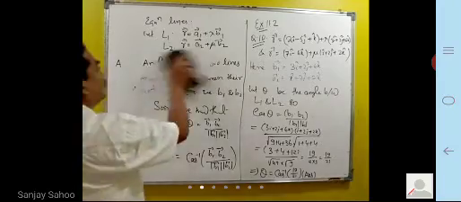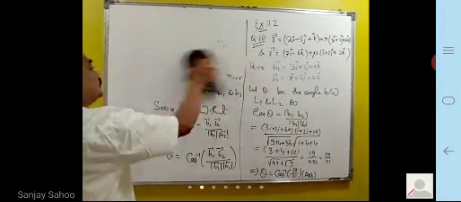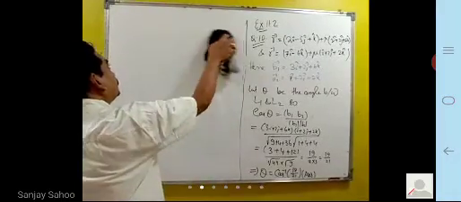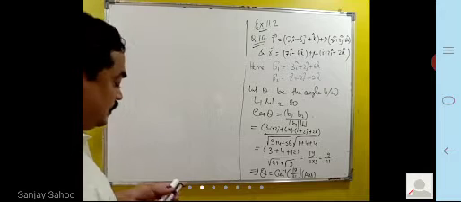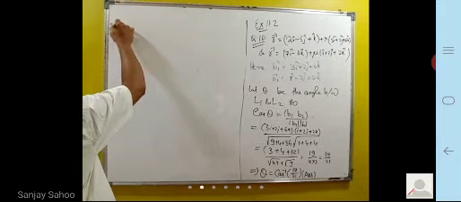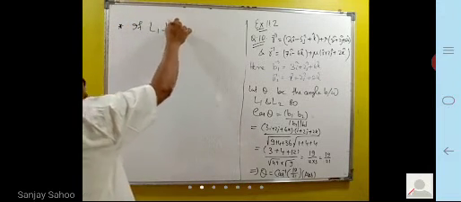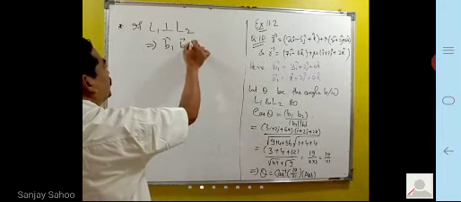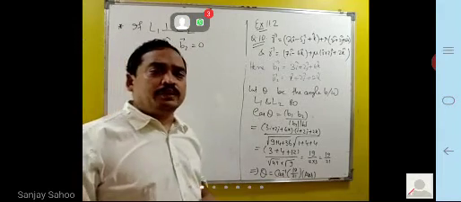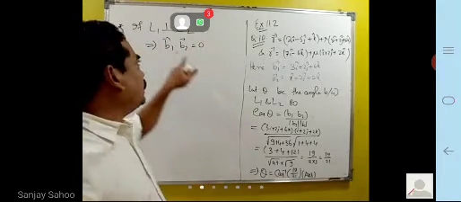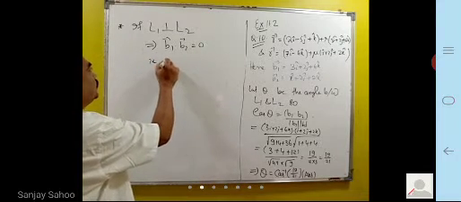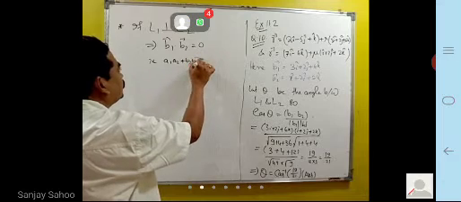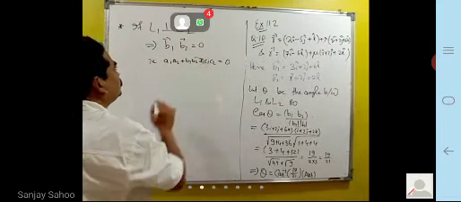Next, condition. If L1 is perpendicular to L2, then B1 dot B2 is equal to 0, because perpendicular means the angle between the lines is 90 degrees, cos 90 is 0, that is why B1 dot B2 is 0, that is A1 A2 + B1 B2 + C1 C2 is equal to 0.